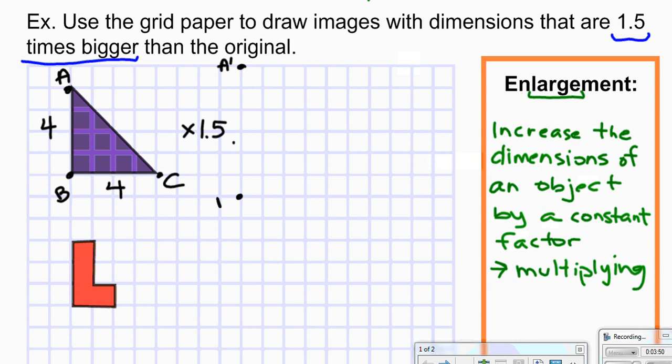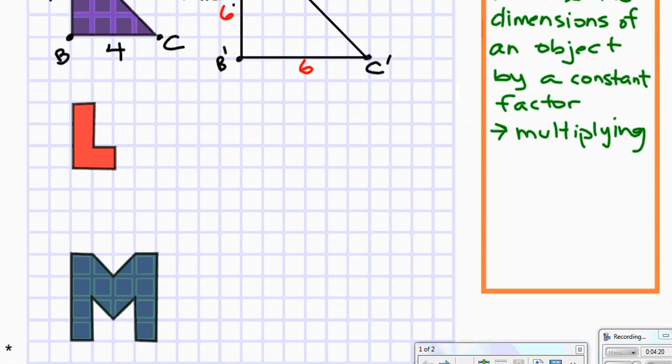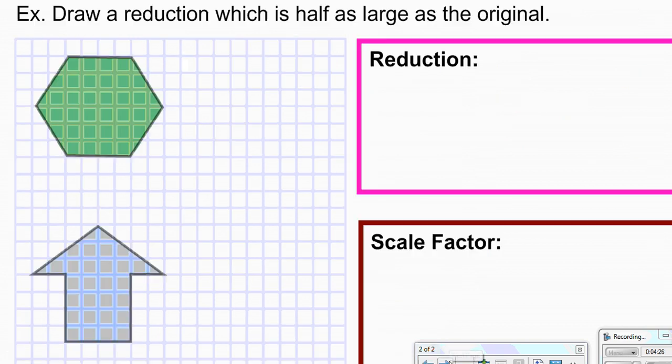Okay, so that's where the new B is going to be, and B and C also need to be 6 squares apart. 1, 2, 3, 4, 5, 6. Okay, and so then all you need to do is take your ruler and connect your dots. And so then you have a new triangle with the enlarged measurements of 6 and 6. So what your job will be is to do the same thing for the L and the M, and then we will check those together in class tomorrow.